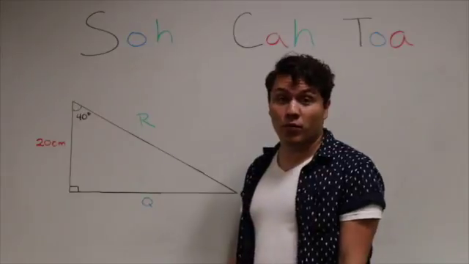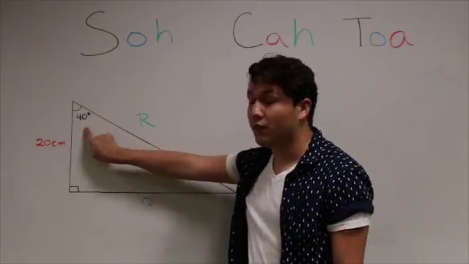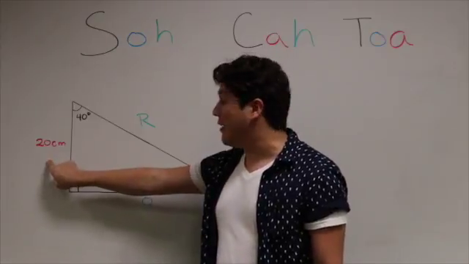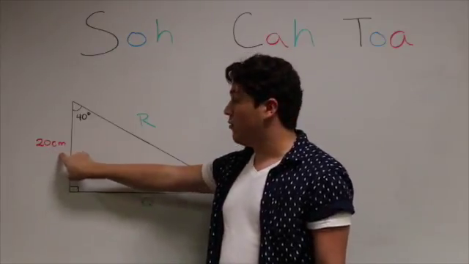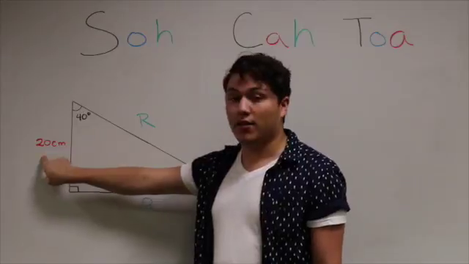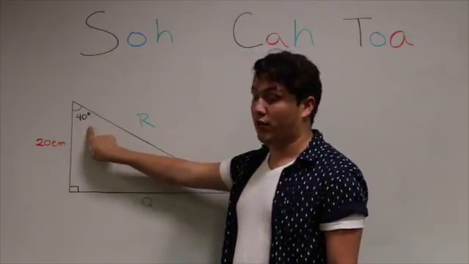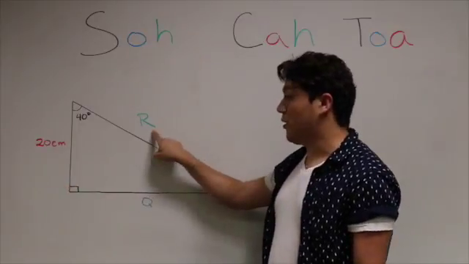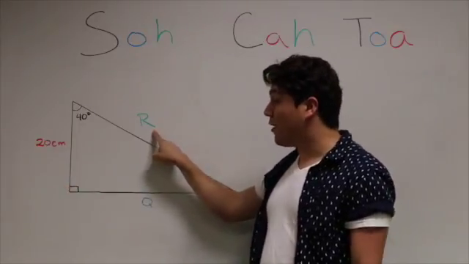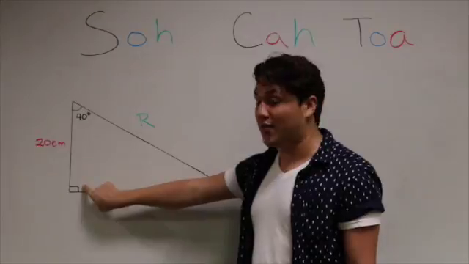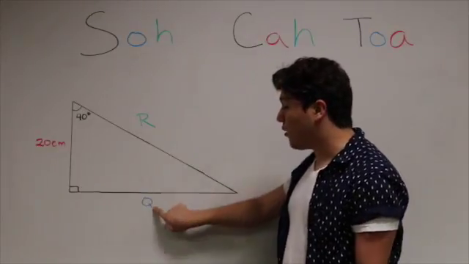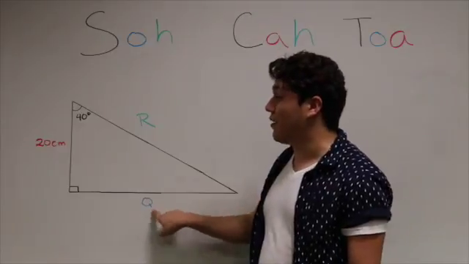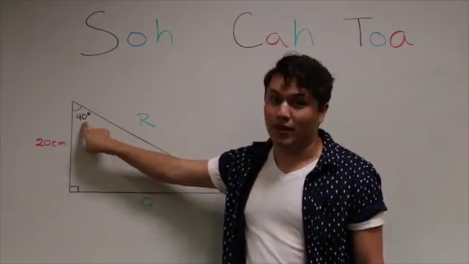Now let's take a look at what we do know. We know that we have a 40-degree angle, and we have a 20-centimeter side. This 20-centimeter side is next to the 40-degree angle, which means it's the adjacent. And the r is the hypotenuse because it's directly opposite to the 90-degree angle. And the q is the opposite side because it's directly opposite to the 40-degree angle given.